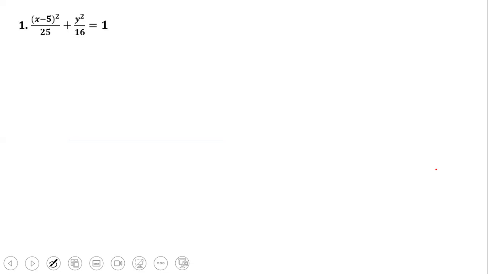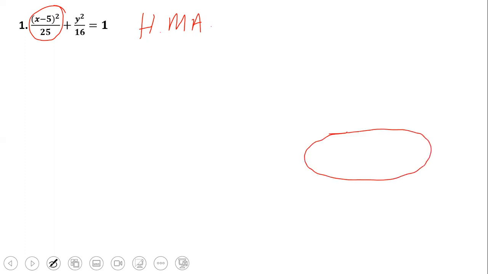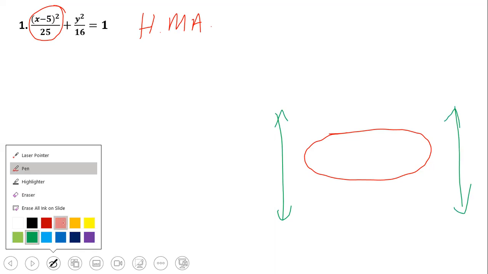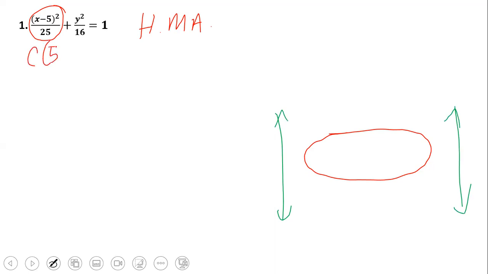Let's have number 1. For number 1, so we already have the following variable which is being squared. So, tignan natin yung variable x tapos mataas yung value ng a. So, kapag ganitong value nito, so this is already an example of horizontal major axis. So, ano itsura ng horizontal major axis? So, tignan natin. So, ganito siya. Ganyan siya. Okay. So, kunin natin yung center. Yung center natin is 5, 0.